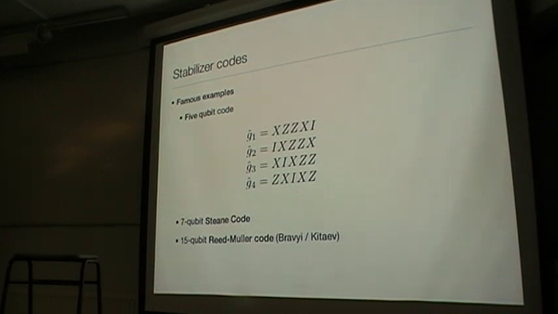Another code which is less well known was actually introduced by Bravyi and Kitaev for the purposes of magic state distillation. This is called the quantum Reed-Muller code. Those of you who know about classical coding theory will be familiar with Reed-Muller codes. The quantum Reed-Muller code is literally just the quantum generalization. There's a standard method of transforming classical codes into quantum codes, called the CSS construction. And this Reed-Muller code is obtained just by performing that construction on a classical Reed-Muller code. I won't go into the technical details of that code, but it has a lot of very nice properties.